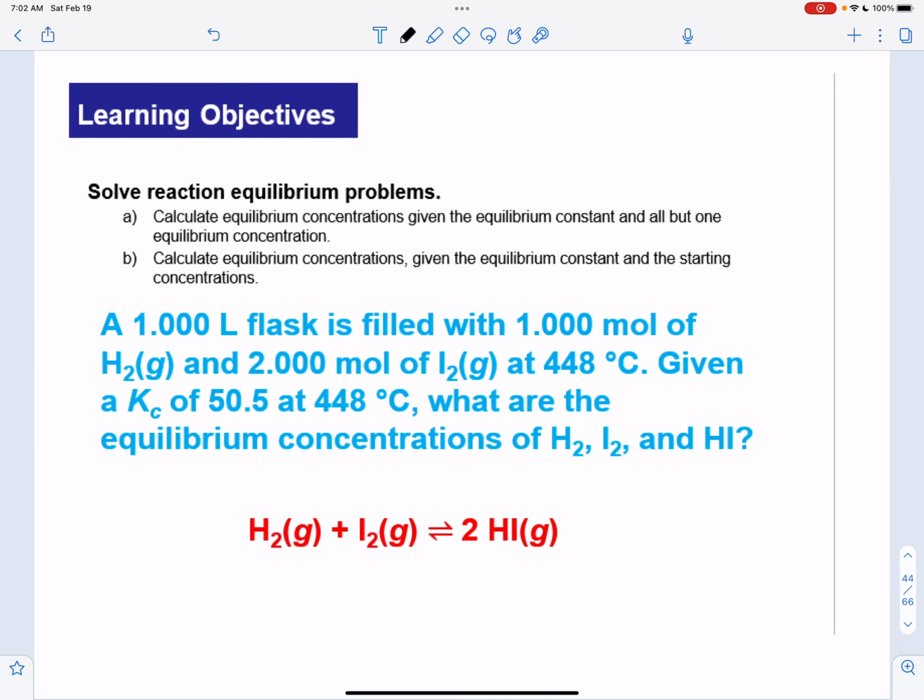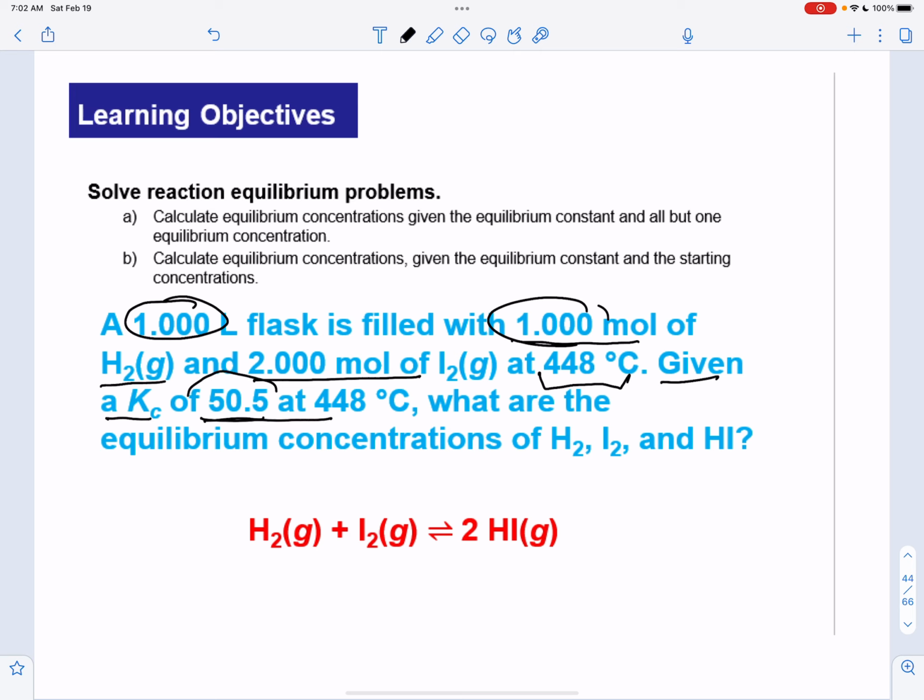So we're going to see it with this problem. If you have a flask with a volume of 1 liter, and you have 1 mole of hydrogen gas, therefore you have 1 molar, 1 mole divided by 1 liter, and 2 molar iodine gas. This happens to be at 448 because the equilibrium constant, the same as the rate, changes with temperature, so you've got to specify the temperature at which you're working. We are given the equilibrium constant, so we can see that this is bigger than 1, so this is a reaction that favors the product, so it's going to give you a lot of products.